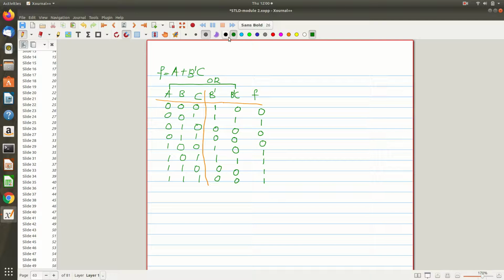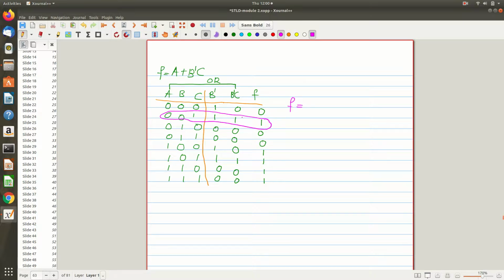Now I'm going to represent the same function using a different notation. I'm arguing that the same function a plus b dash c is also expressible in a form which we are going to discuss. Just focus on the rows where f is giving you a value 1. So I'm focusing on this row, the first instance where I am getting a 1 for f.